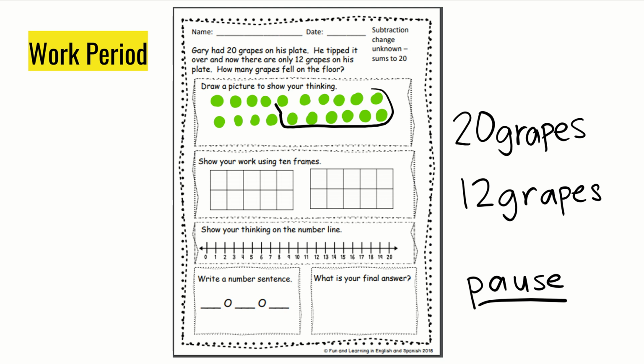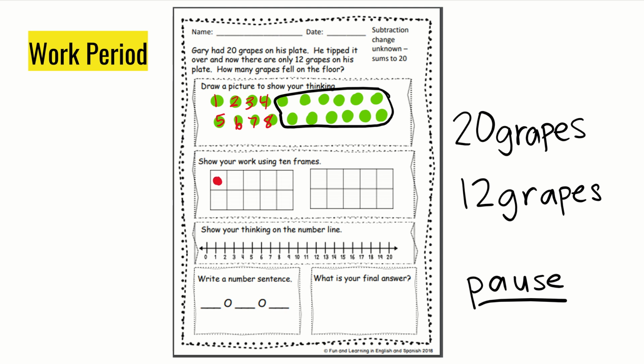Okay, let's see. That's 12. 1, 2, 3, 4, 5, 6, 7, 8, 9, 10, 11, 12. So those in my black circle, those are the grapes he still has on his plate. So now let's count how many grapes he has that must have fell on the floor. We see we have 1, 2, 3, 4, 5, 6, 7, 8. So far, I think that maybe 8 grapes fell on the floor.